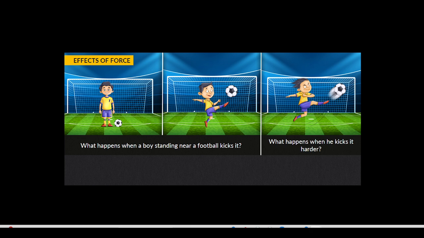Now in the first picture, what happens when a boy standing near a football kicks it? Nothing happens? The ball just stays. No, when he kicks it, it moves. What happens when he kicks it harder? It moves even harder, like zoom.